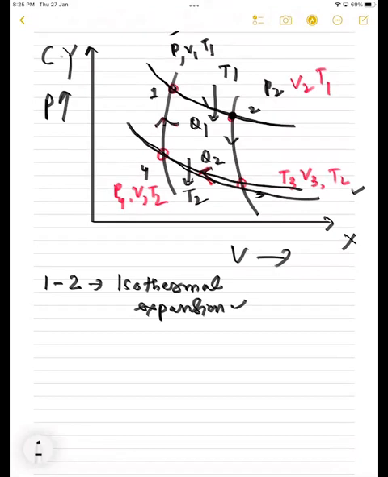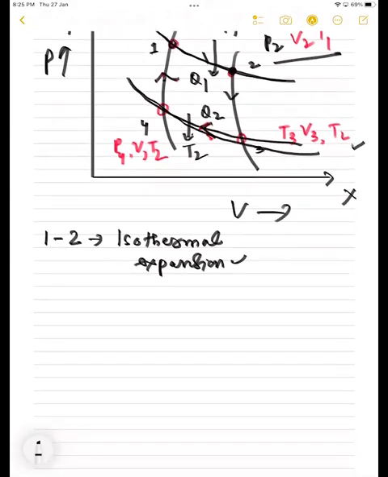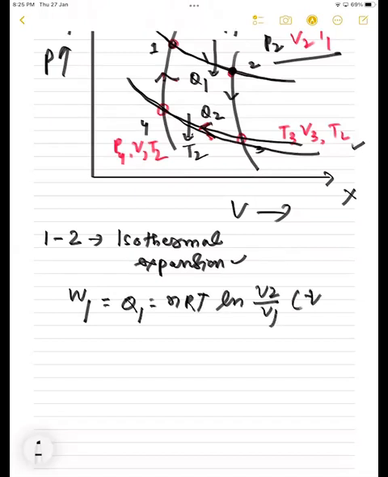That means, students, Q1 heat is absorbed from the source and W1 work is done by the gas in isothermal expansion, which takes the state from P1 V1 T1 to P2 V2 T1. In isothermal, the temperature remains the same, students. That's why it is isothermal, right? And in this isothermal expansion, you can calculate the work done, students. W1 is equal to, you can write that is Q1, equal to nRT ln V2 by V1, and that is positive, correct?